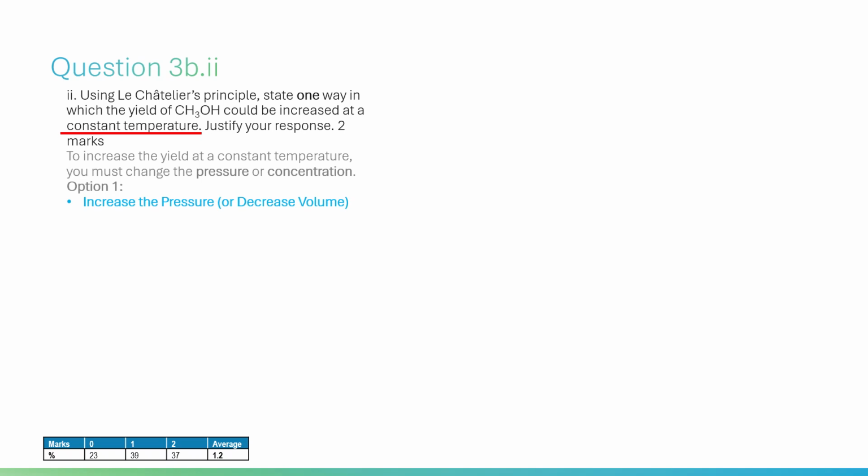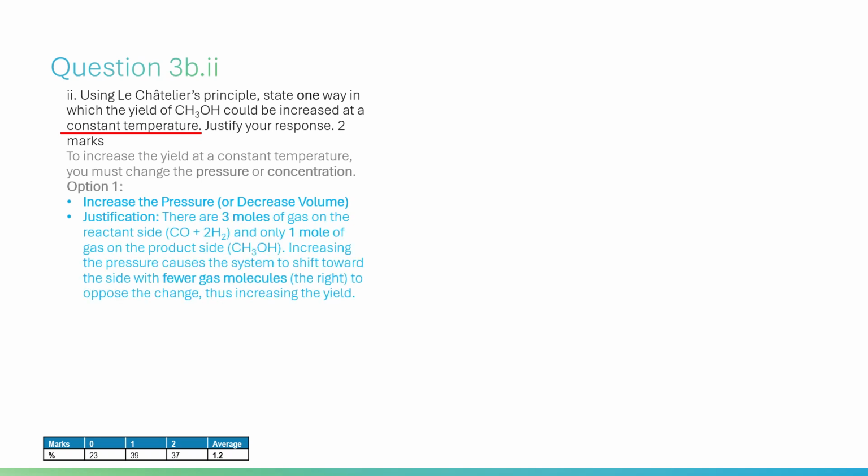Option 1, increase the pressure, or decrease volume. Justification: there are 3 moles of gas on the reactant side, CO plus 2H2, and only 1 mole of gas on the product side, CH3OH. Increasing the pressure causes the system to shift toward the side with fewer gas molecules, the right, to oppose the change, thus increasing the yield.